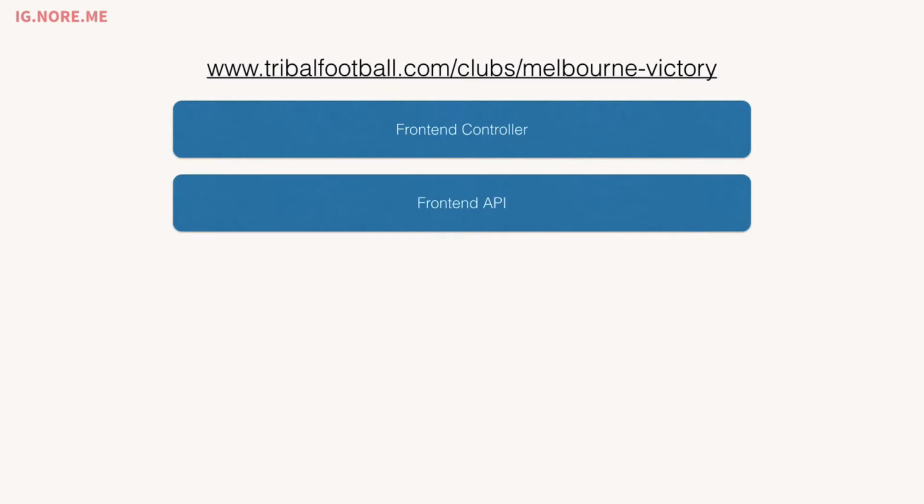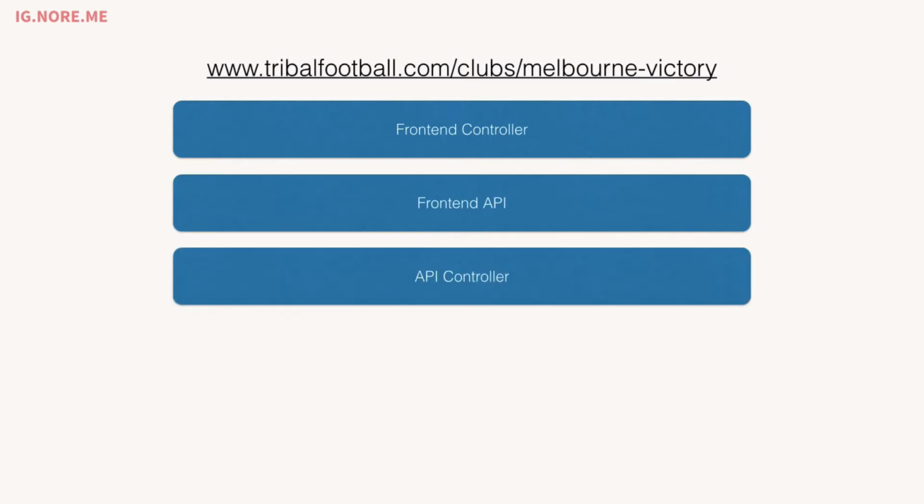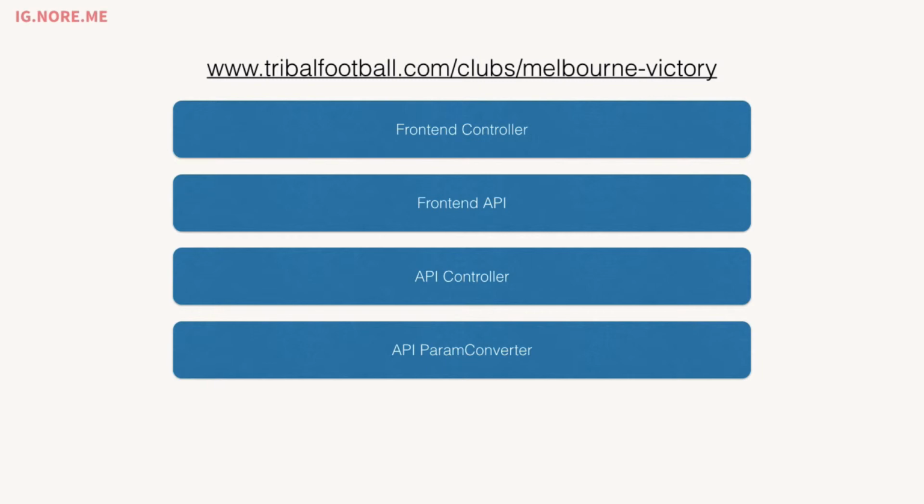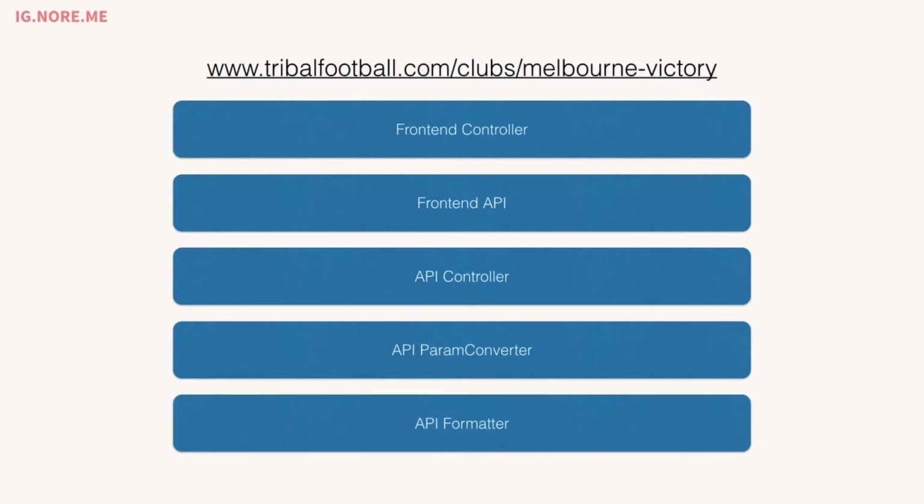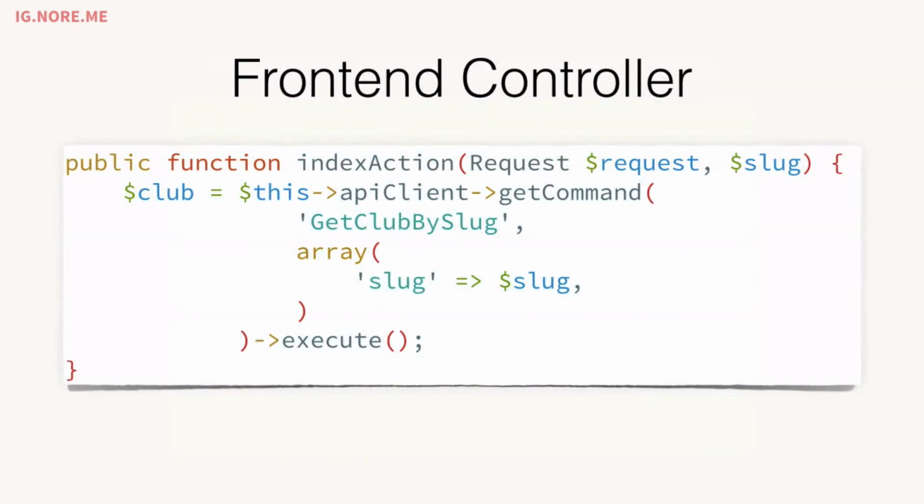Frontend Controller calls the Frontend API, which then in turn interacts with the API controller. Now, the API controller is assisted by a ParamConverter as well as a formatter. Now, what does this look like in code?